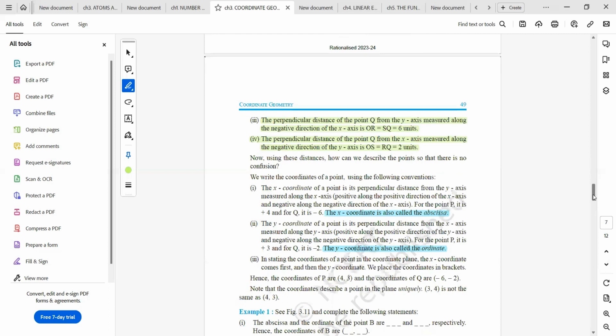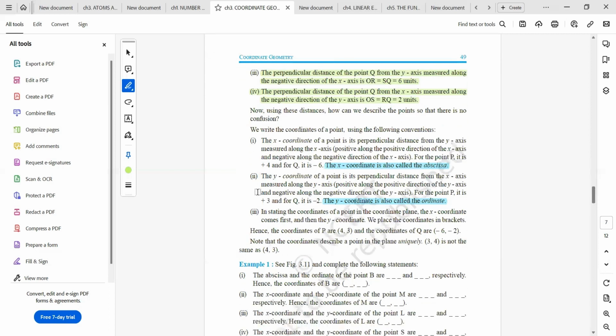Fine. So we can write down the x coordinate of a point. It is the perpendicular distance from the y-axis measured along the x-axis. So the x coordinate is also known as abscissa. Suppose you have a point P, then first we write down the x coordinate and then we write down the y coordinate for any point.